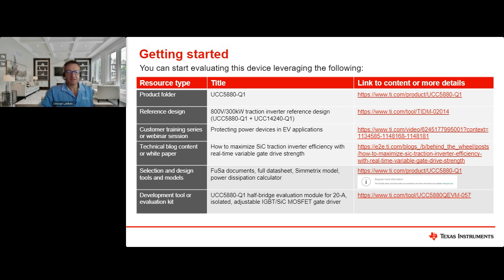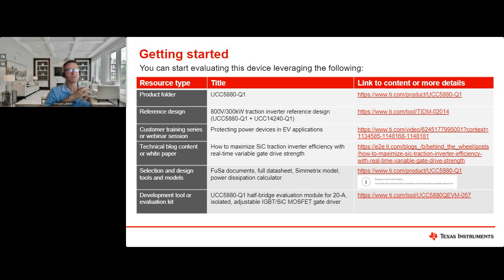Okay, the next question reads, George, besides traction inverters, what other applications can use the UCC5880-Q1? So great question. Efficiency can be improved with this product in any type of motor. It's not just for electric vehicles, right?